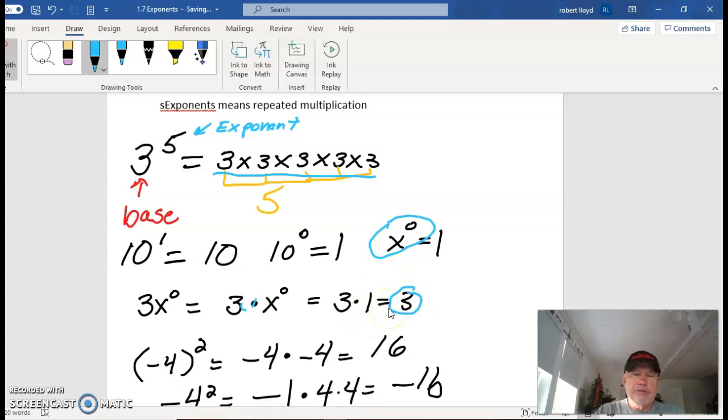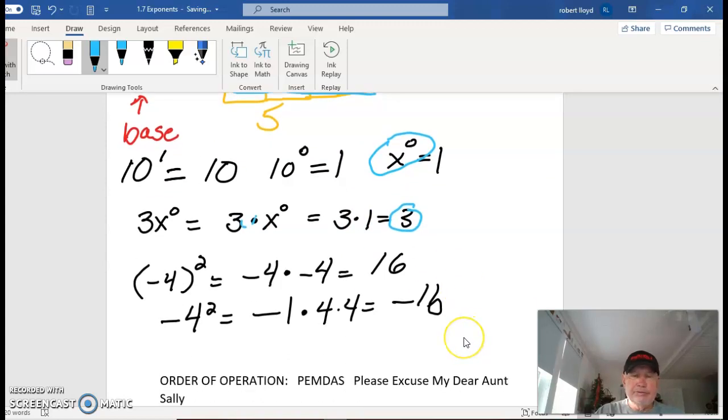Another thing to remember is when you have negatives. So if we have in parentheses -4 squared, that means it's -4 times -4, which equals +16. -4 squared, no parentheses, is equivalent to -1 times 4 times 4. So here you see one negative, and we're multiplying, so that's an odd number, so the answer is -16.